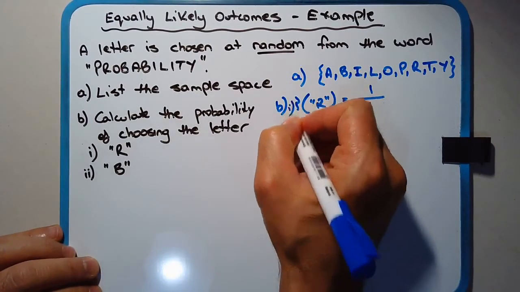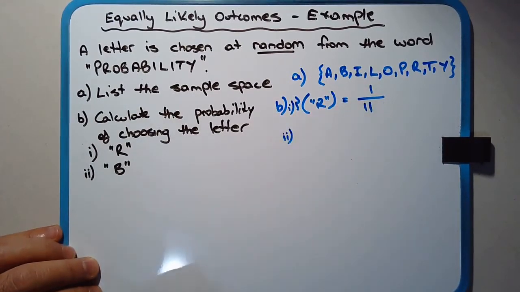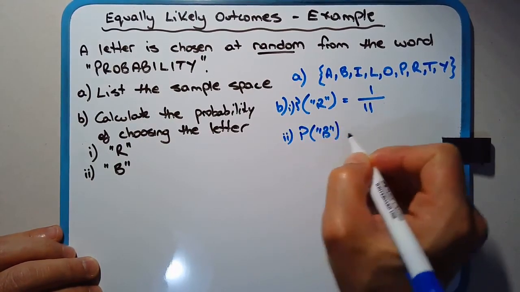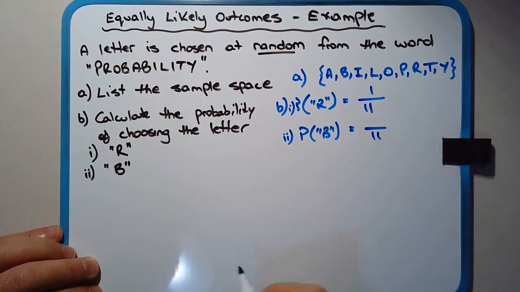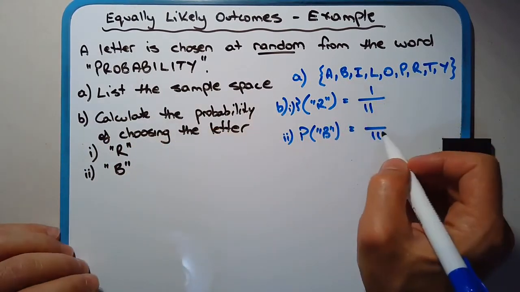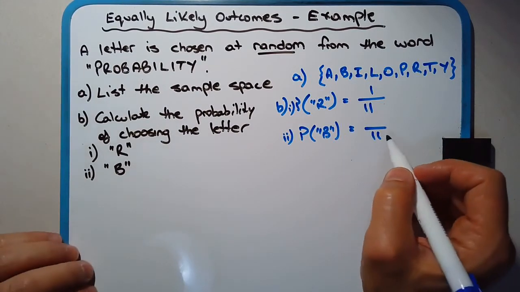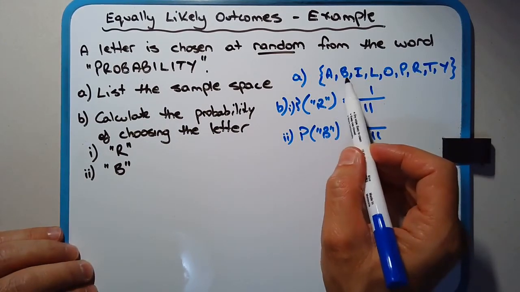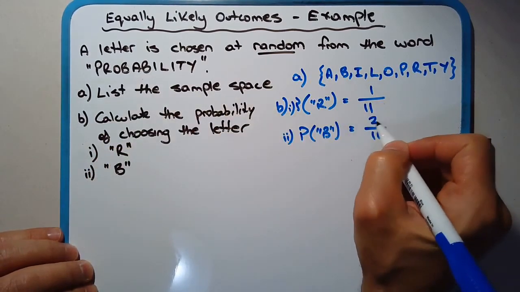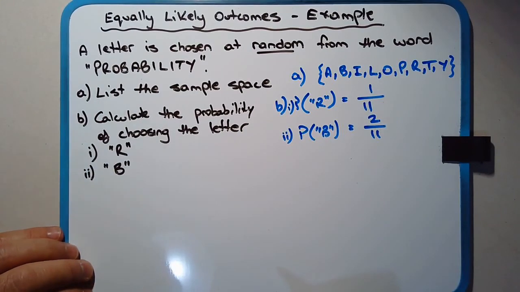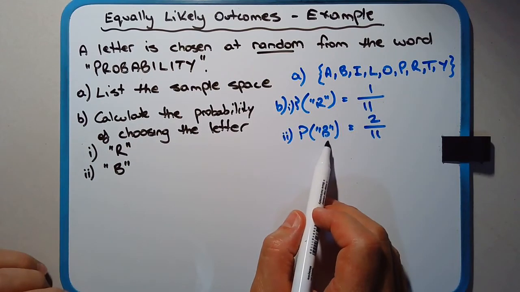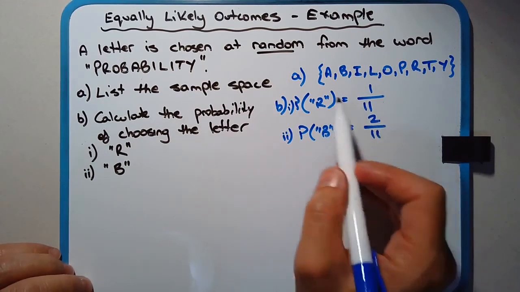So this is for part I. And for II, the probability of the letter B. Again, it's out of 11 letters or 11 cards. So if you were to write those letters on a card, there's 11 of them. How many of them are the letter B? We do have letter B as one of the outcomes, but in the word itself, there's 2 of them. So the probability is 2 on 11. So you can see here from this example that choosing the letter B is twice as likely to occur as choosing the letter R.